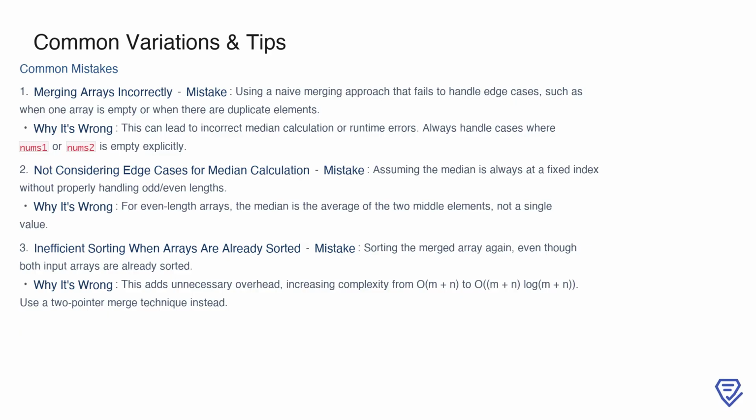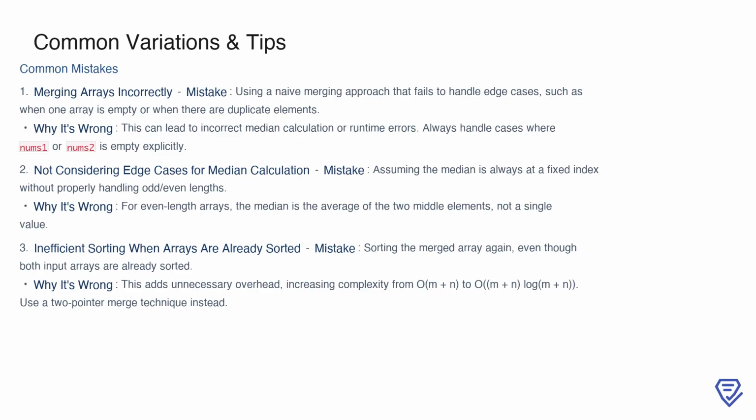In this section, we'll explore some common mistakes that can occur when solving the problem, and why they lead to errors. First, a frequent issue is merging the arrays incorrectly. This happens when using a naive merging approach that doesn't account for edge cases, such as when one array is empty or when there are duplicate elements. If you don't handle these situations explicitly, it can lead to incorrect median calculations or even runtime errors.